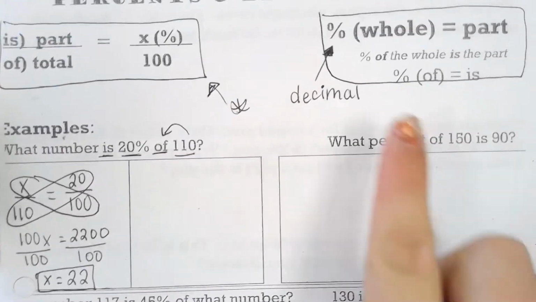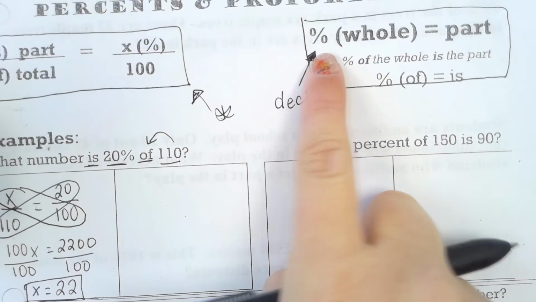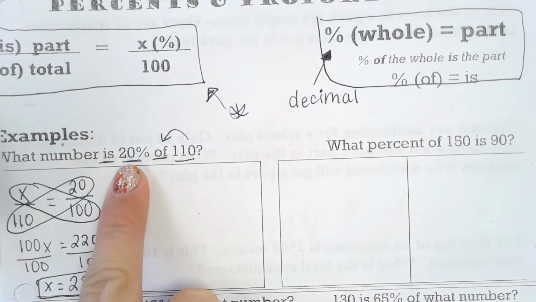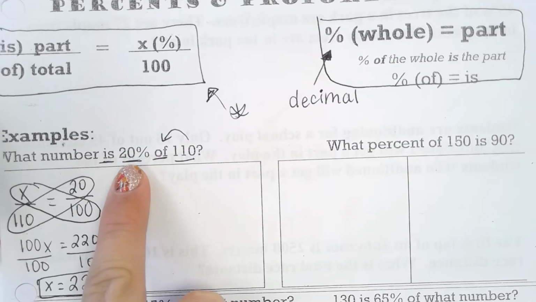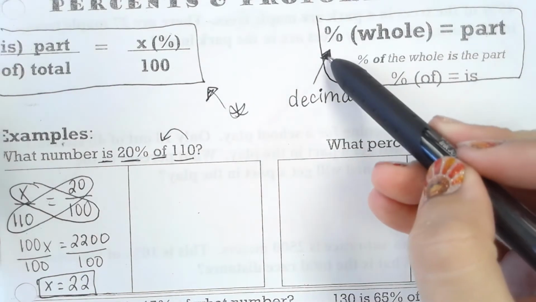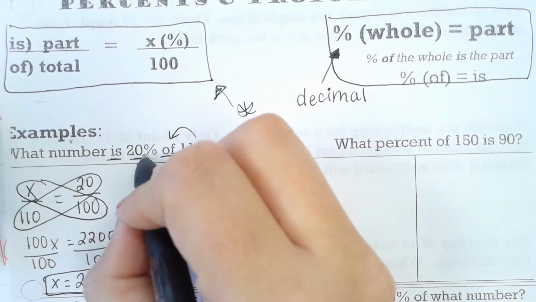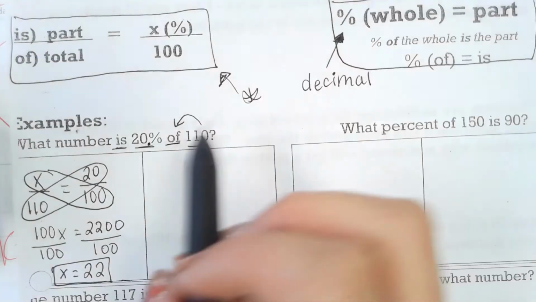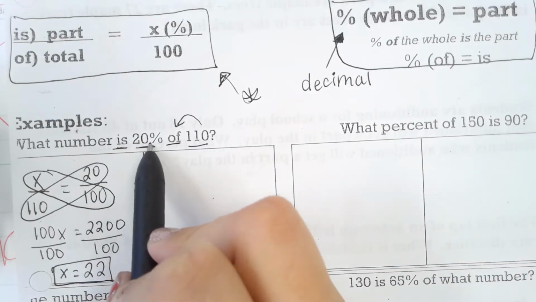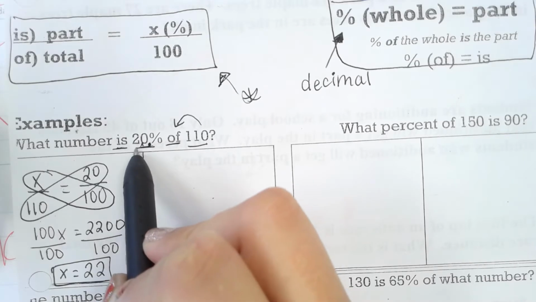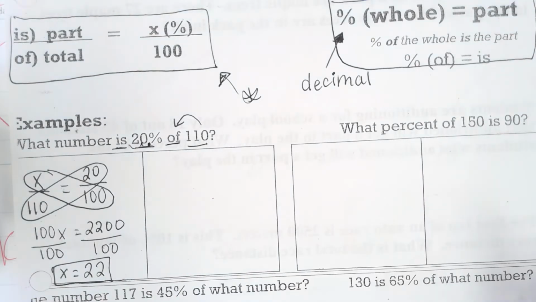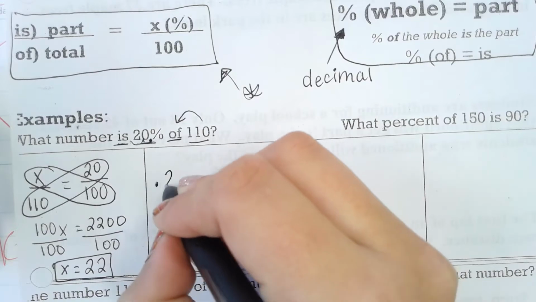So if our equation is the percent times the whole, well, they told us that our percent was 20%. So if I want to change 20% into its decimal form, remember there's an imaginary decimal at the end of a whole number. And to change a percent to a decimal, you move it to the left 2 times. So 20% as a decimal is 0.20.